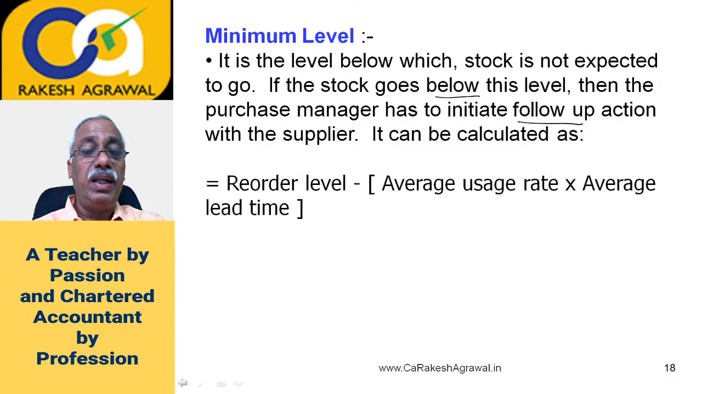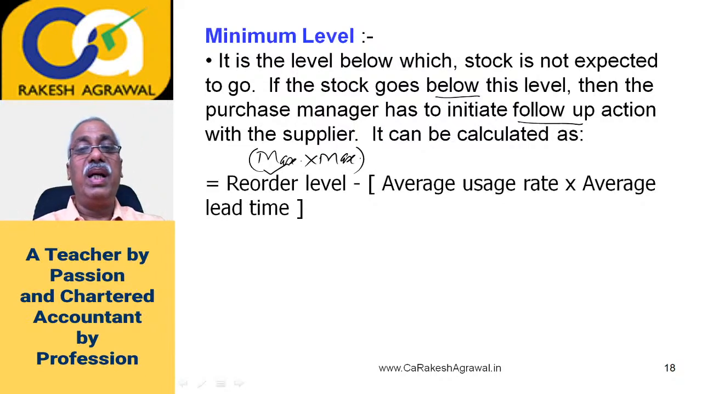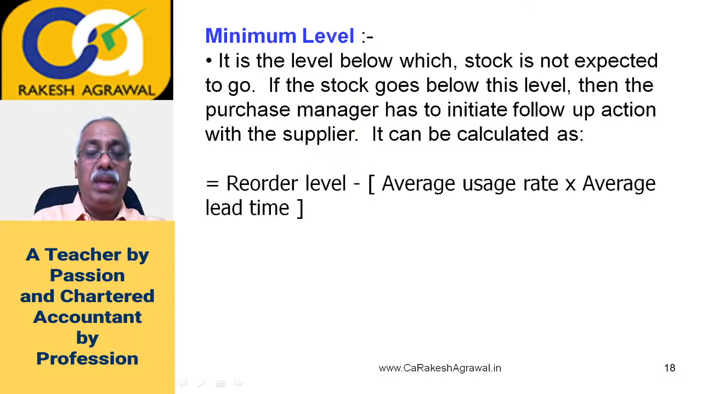How is this level calculated? It is reorder level, which we had just now seen. That is maximum usage rate into maximum lead time. That answer you will insert here. And from reorder level, you will deduct average usage rate into average lead time. So this is maximum into maximum, which is the answer of reorder level. From that, you will deduct average usage rate into average lead time.